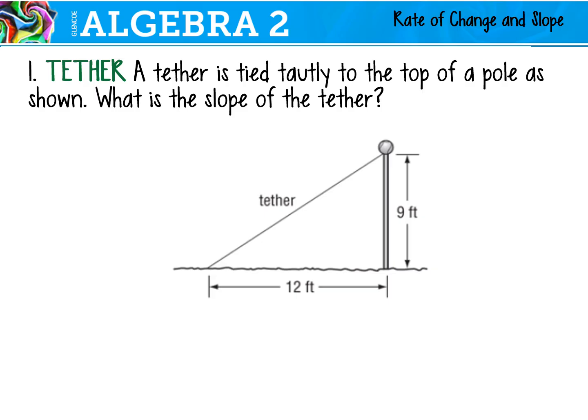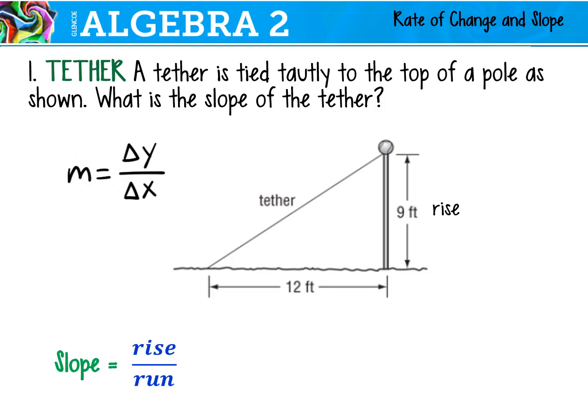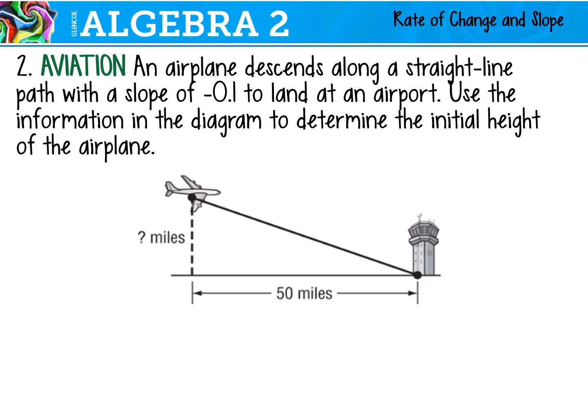Tether. A tether is tied tautly to the top of a pole as shown. What is the slope of the tether? So that's going to be rise over run. And our change in y's, our rise, is going to be the 9 feet. And our run is going to be the 12 feet. So 9 over 12 reduce, we get 3/4. So that's our slope.